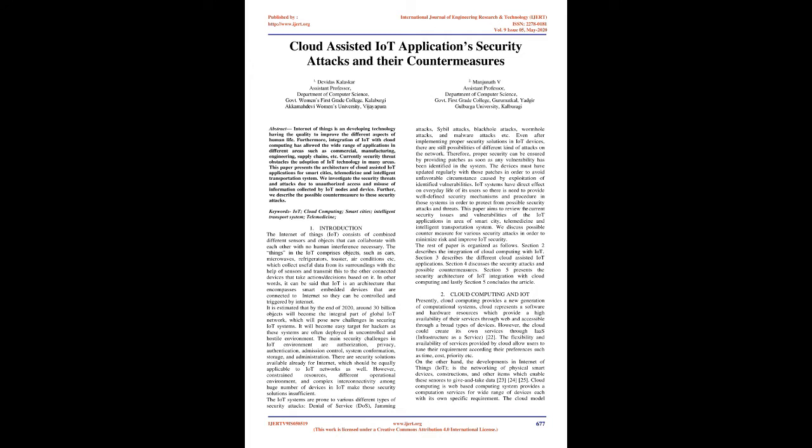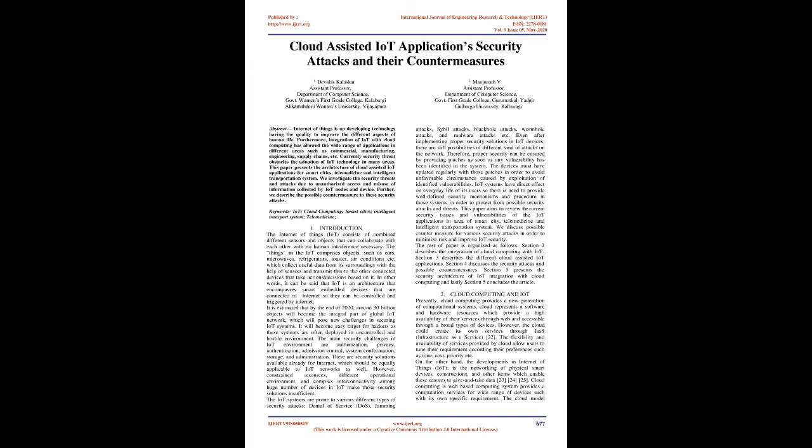The rest of the paper is organized as follows. Section 2 describes the integration of cloud computing with IoT. Section 3 describes the different cloud-assisted IoT applications. Section 4 discusses the security attacks and possible countermeasures. Section 5 presents the security architecture of IoT integration with cloud computing, and lastly Section 6 concludes the article.